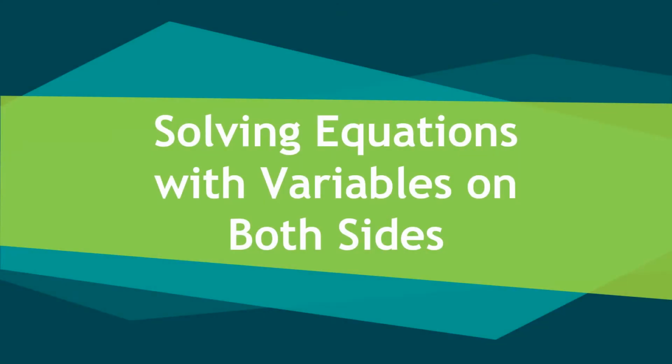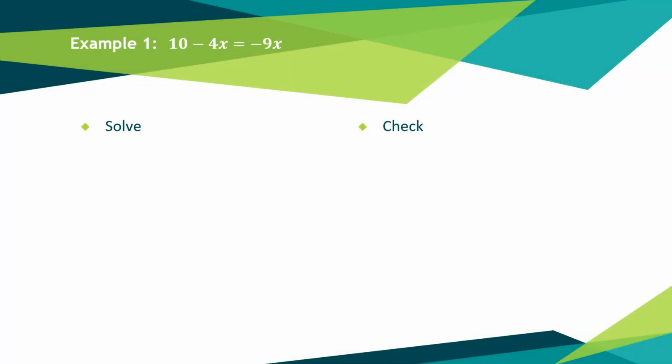Today I'm going to talk about how you can solve equations with variables on both sides. Let's just dive right into this first example. When you solve equations with variables on both sides, really the goal is to get your variables all on one side and your constants all on the other side.